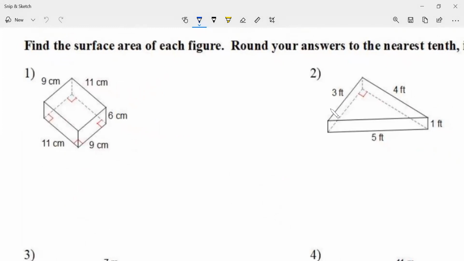It says round your answer to the nearest tenth. As a matter of fact, the first four questions are going to be prisms. Now, I'm going to explain what a prism is. A figure where the top and the bottom are the same. There are two shapes, and we call them bases. One on top, one at the bottom, and then the sides are all rectangles.